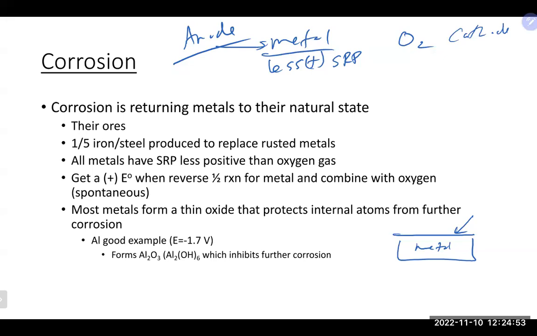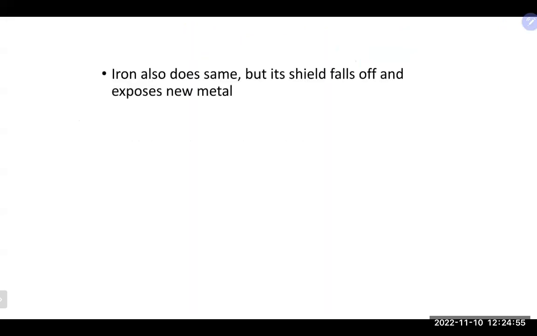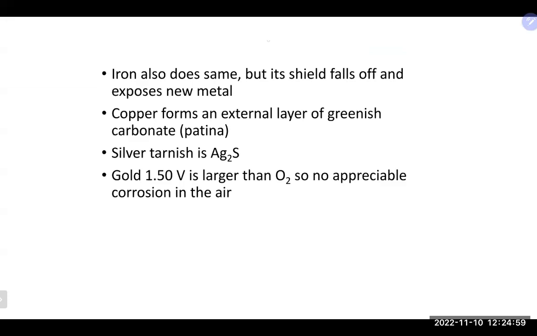The bad thing about, say, iron and rust is iron does the same thing, but that little shield falls off. That exposes fresh metal to go through corrosion that will then fall off. Before you know it, you have a big old corroded, rusted out hole in your piece of metal. So sometimes it can be protective, and in the case of rust and iron, it is not protective.